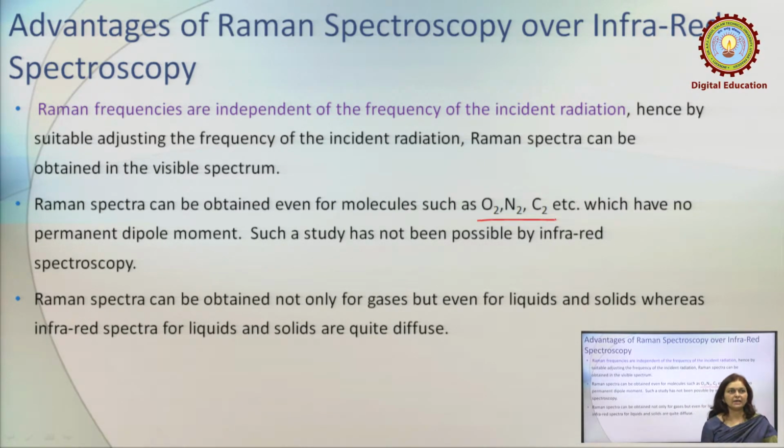Raman spectra can be obtained not only for gases but even for liquids and solids, whereas IR spectra for liquids and solids are quite diffuse. We can get the spectra, but it is quite diffuse.